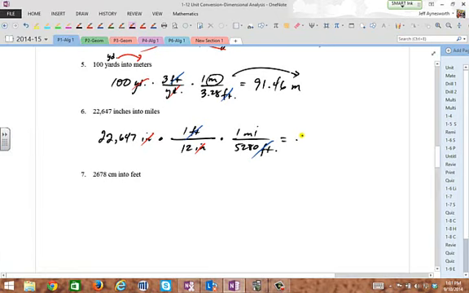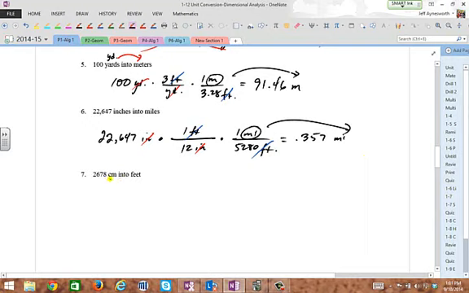0.357 what? Miles. So about a third of a mile. Not a mile has a lot of inches in it, because it's a long distance. And there you go. All right, let's do some more.